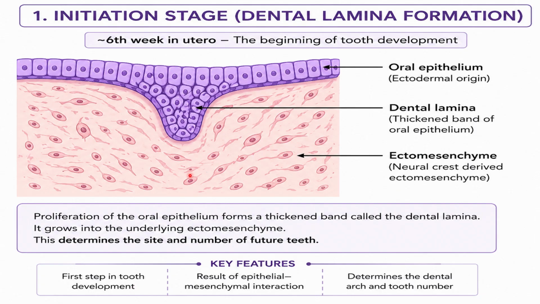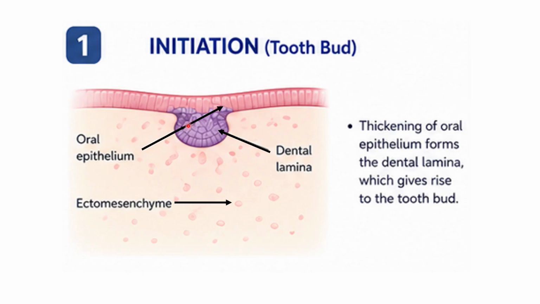So coming to the first stage of tooth development, that is the initiation stage. In this, there is formation of the dental lamina, which is a thickened band of oral epithelium, and this determines the dental arch and the tooth number. So in this stage, the dental lamina gives rise to the tooth bud.